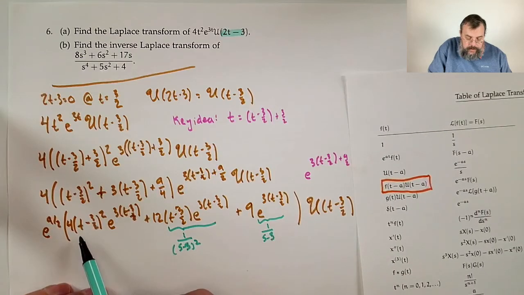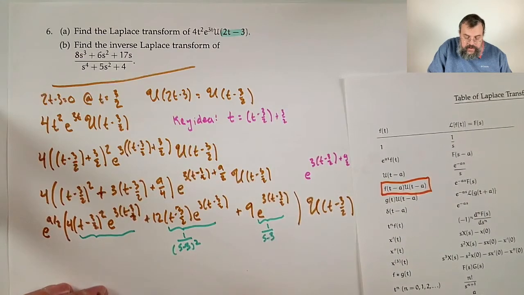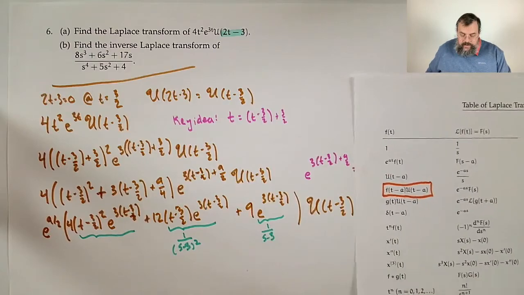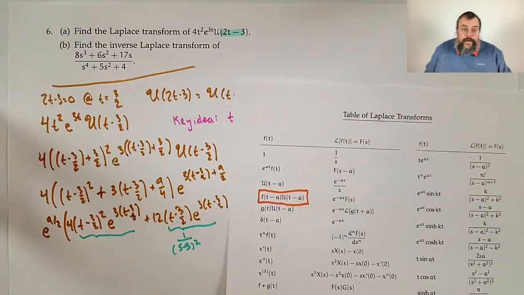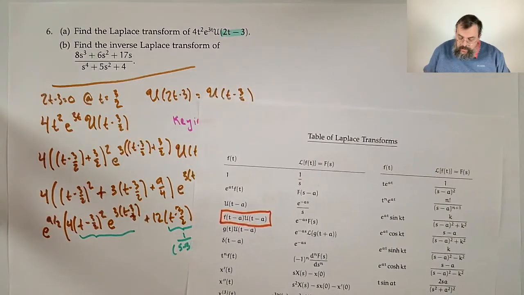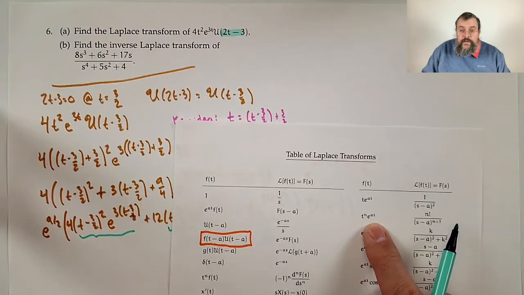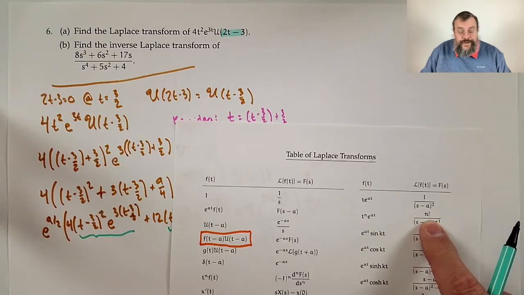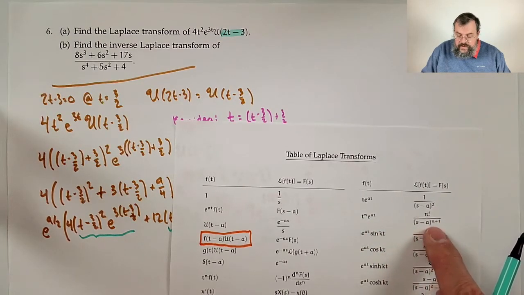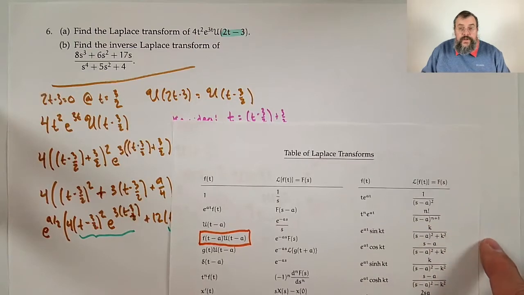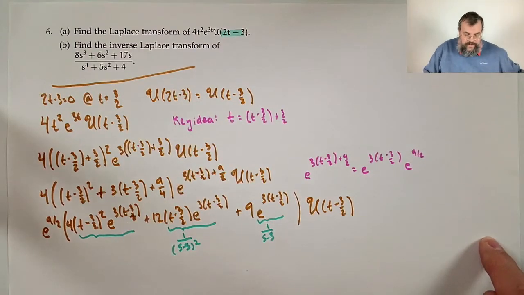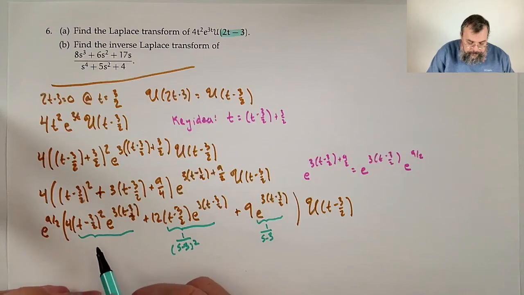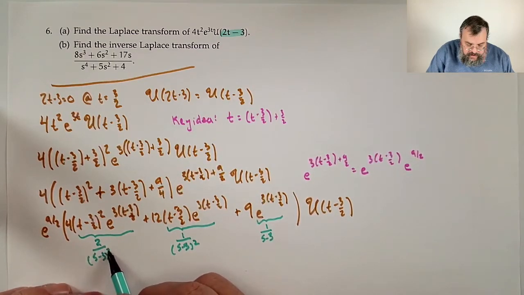And t minus 3/2 squared e to the 3 t minus 3/2. Well, again, don't worry about the 3/2. It's really like t squared e to the 3t. So we can use this rule. n equals 2, a equals 3. So it'd be 2 factorial, which is 2, over s minus 3 cubed. All right. So we have 2 over s minus 3 cubed.